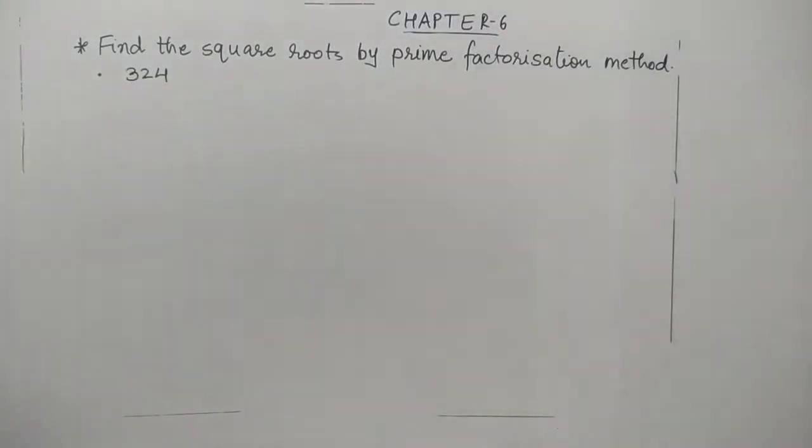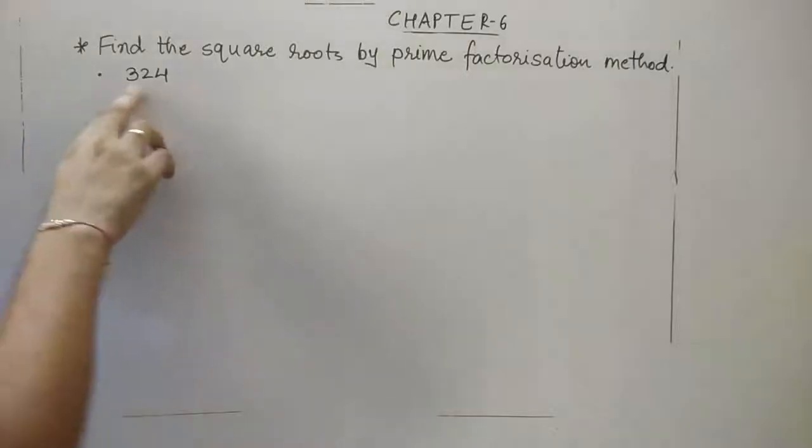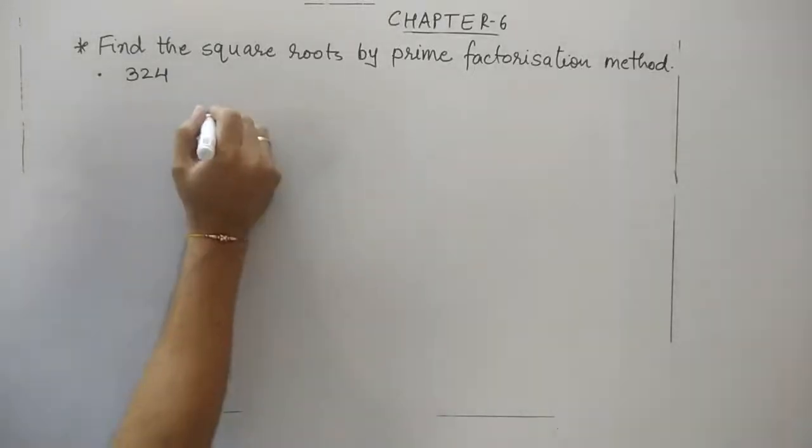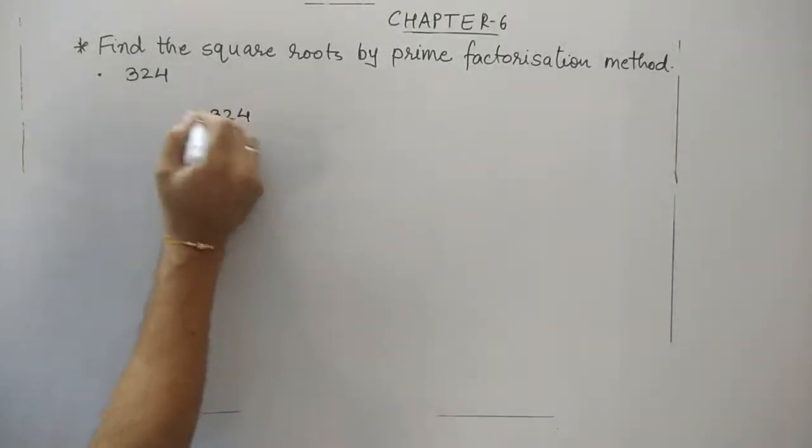So let us continue with an example. The number is 324. We have to find the square root of this number using the prime factorization method. So let's see how we can find the prime factors.